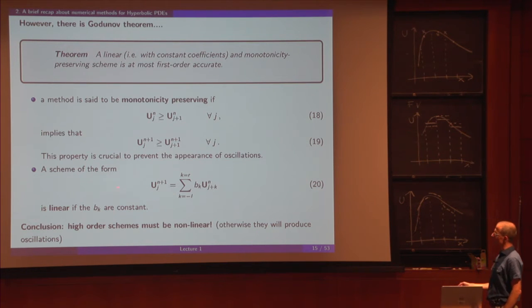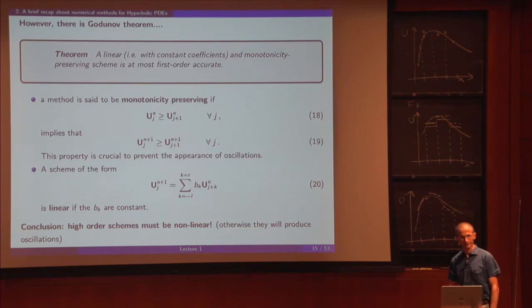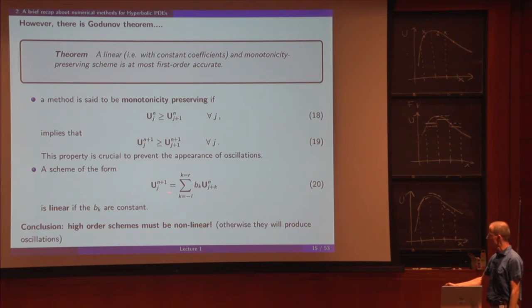The second requirement is that numerical scheme is linear, meaning that the solution at time level n plus 1 can be written as a linear combination of the solution at previous time step with this constant bk. Now, this is a linear scheme. For example, if you write the Godunov method, first order, for the linear advection equation, it will be a linear scheme.